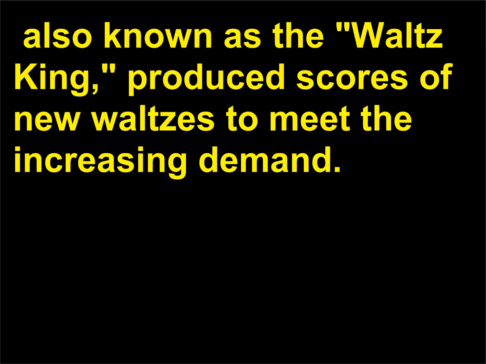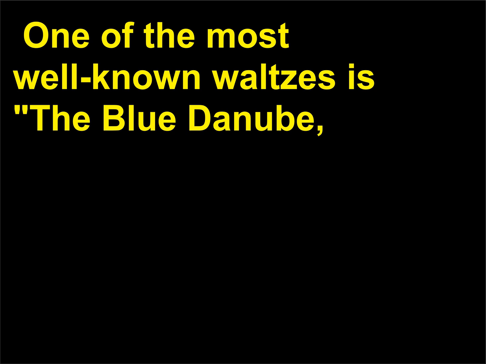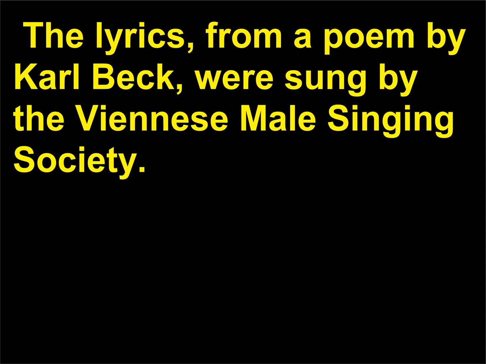also known as the Waltz King, produced scores of new waltzes to meet the increasing demand. Many of the compositions were named for professional associations and societies. One of the most well-known waltzes is the Blue Danube, first performed by Strauss on February 15, 1867, in Vienna. The lyrics, from a poem by Carl Beck, were sung by the Viennese Male Singing Society. The new waltz created an immediate sensation.